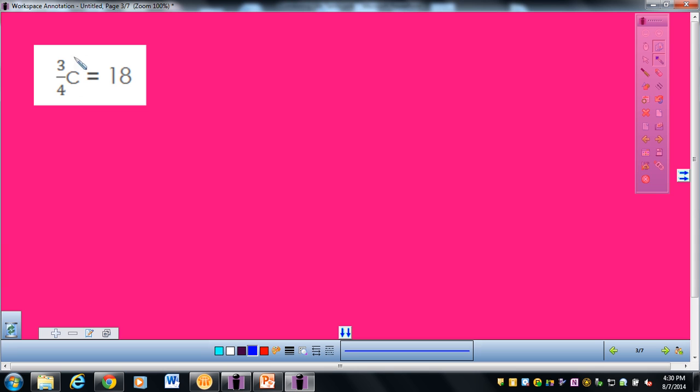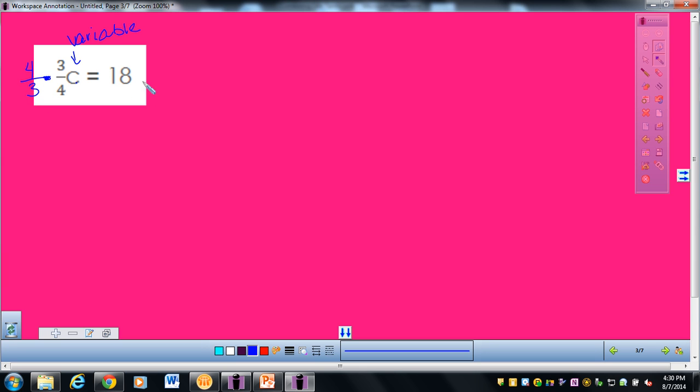Here you have the variable right here, which is what we do not know. And attached to it by multiplication, and I know it's multiplication because they're touching each other like that, is a fraction, and it's 3/4. Now, in order to find out what C is, you already know that I need to get it by itself, which means we need to get rid of this fraction right here next to it. To get rid of it, all we do is multiply by the reciprocal. And again, the reciprocal just means that we flip this upside down. So I'm going to multiply by 4/3.